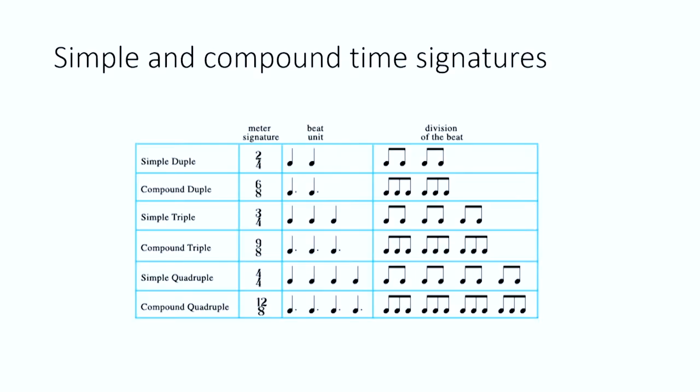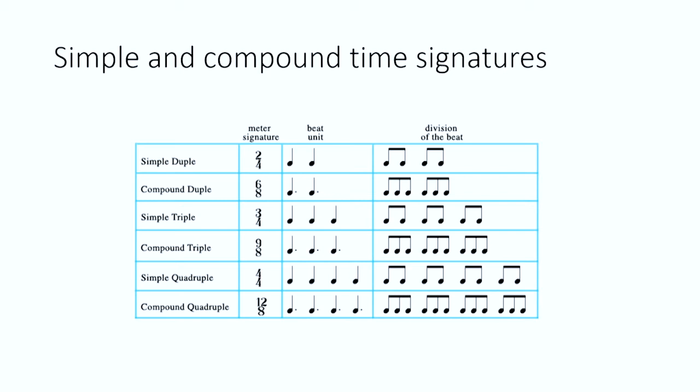Let's see what that actually means. So if you look at the time signature 2/4, the bottom number tells us we are dealing with crotchets. The top number tells us that there are 2 crotchets in the bar. Each crotchet can divide into 2. If you look at 6/8, the 8 tells us we're dealing with quavers. The 6 tells us that there are 6 quavers.